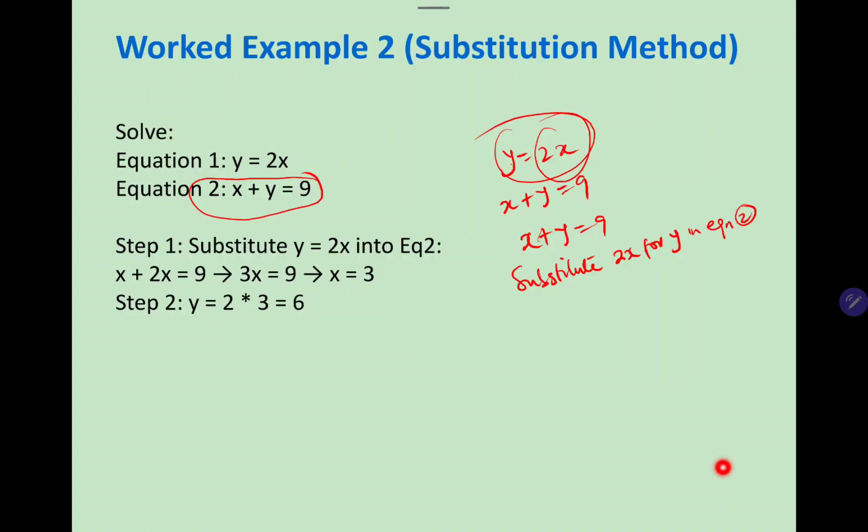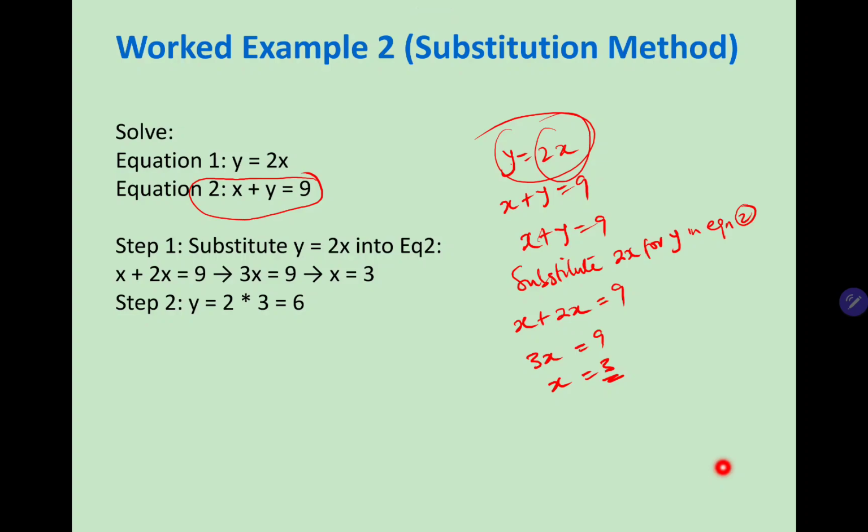Okay, so in doing that, we then say x plus 2x, which is y, is equals to 9. So 3x is equals to 9, and x is equals to 9 divided by 3, which is 3. So now we have the value of x.